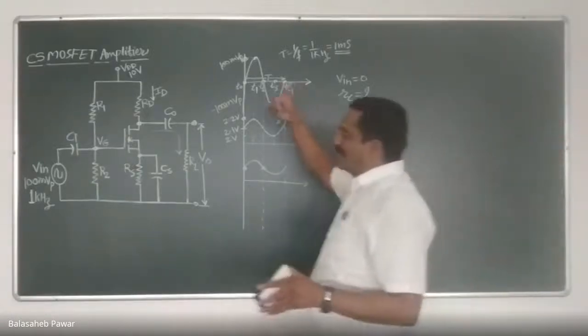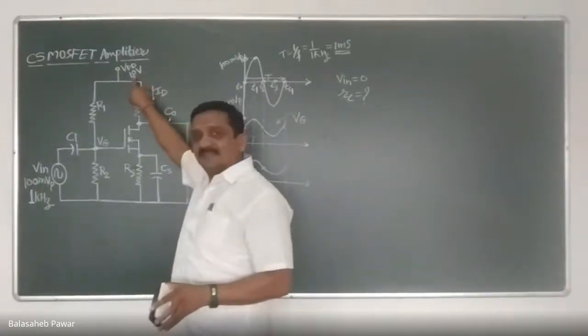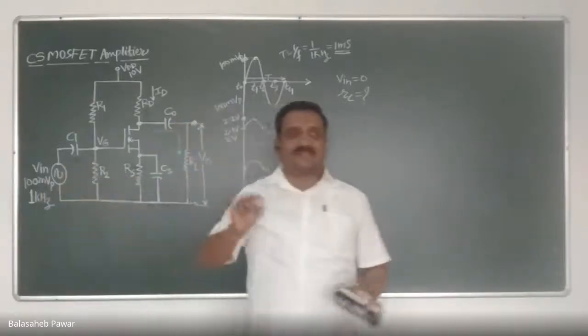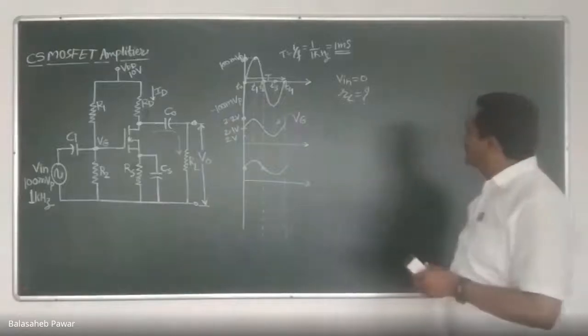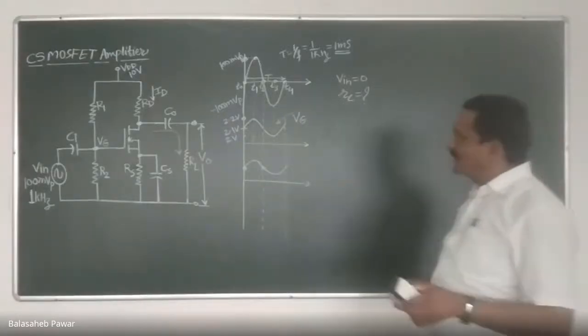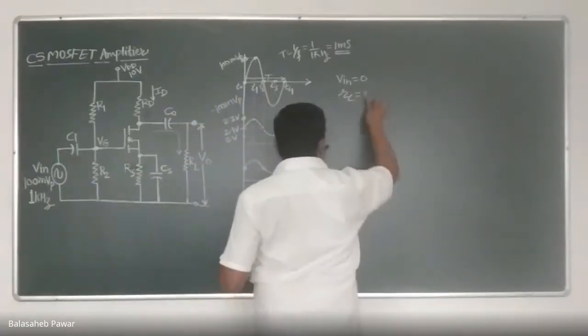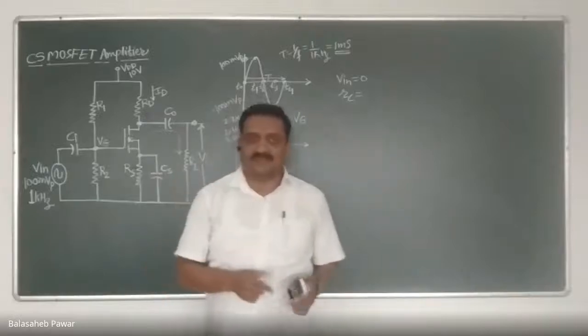We are not changing that VDD. It is kept constant at 10 volts. Our discussion is related only to the input signal. Whenever the input signal is 0, if I remove that input signal, my question is, how much will be the value of ID? You are saying RC will be equal to infinite, and when it is infinite, the current flowing through that channel will be 0.